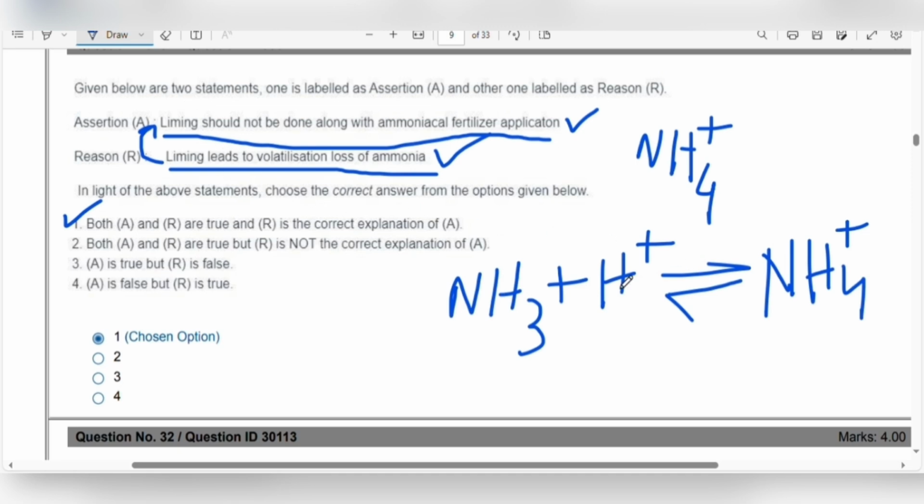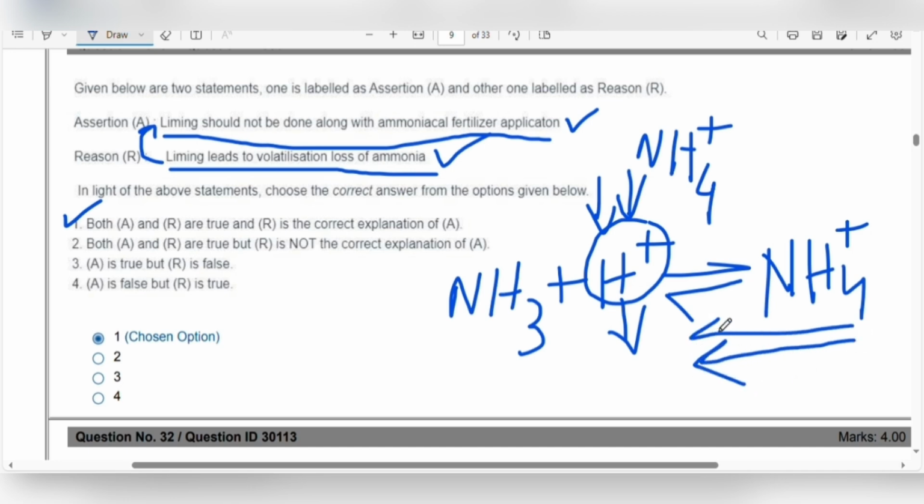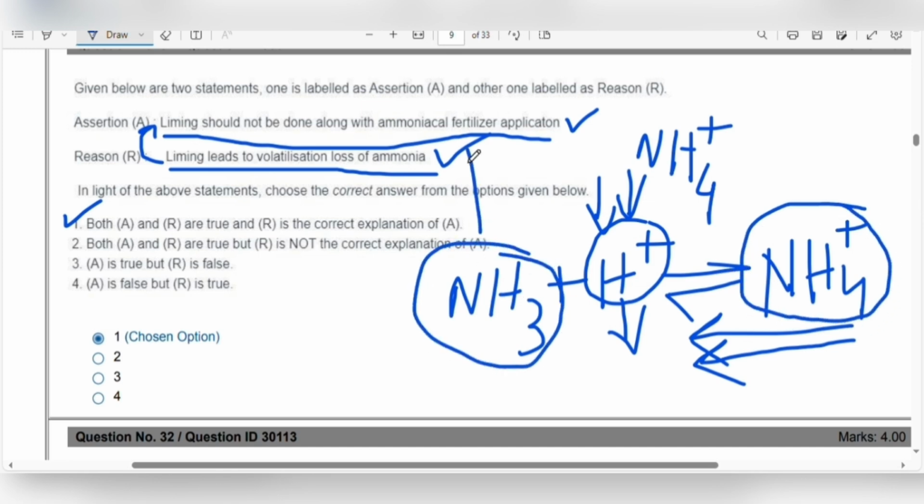Liming increases the soil pH. That means this H+ gets decreased. As the concentration of H+ gets decreased in the soil solution, the rate of the backward reaction will increase. The rate of the backward reaction will be more. Thereby, the ammonium ion, NH4+, will be very rapidly converted to ammonia, NH3, and this NH3 will get volatilized.